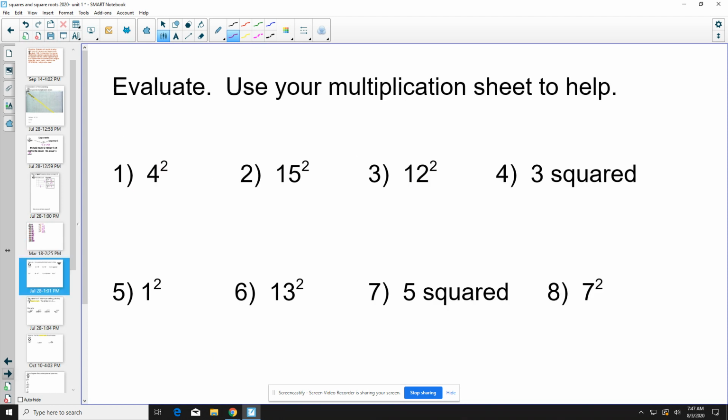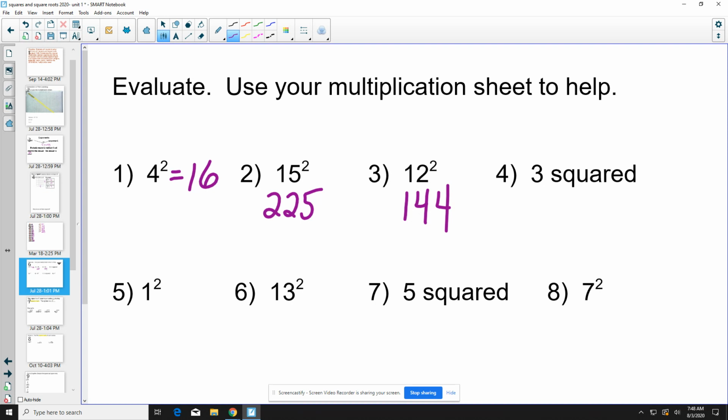Evaluate, we're going to work it out, multiply it out to find the answer. You may use your multiplication sheet to help you. Number 1 is 4 squared. 4 squared would be 4 times 4, which is 16. Try number 2. 15 squared would be 15 times 15, 225. Try number 3. You may use your multiplication table. 12 squared would be 12 times 12, 144.